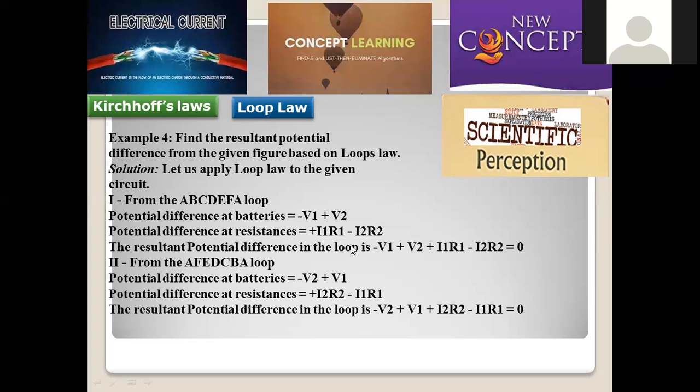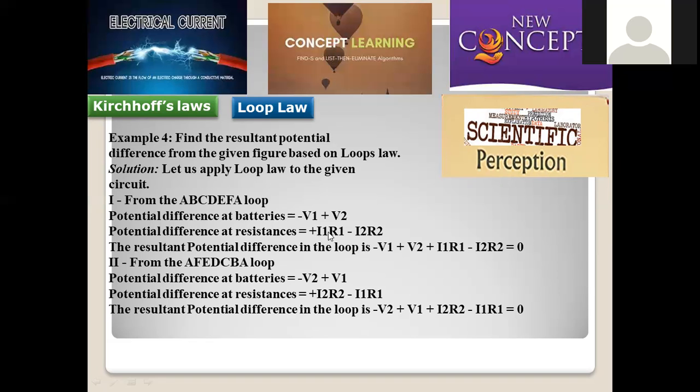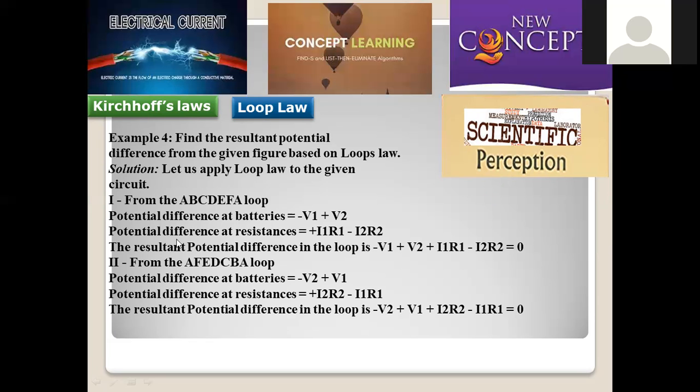Now the potential difference of the resistors. What are the resistors? I1 R1 and I2 R2 will be there, and here both are taken. I1 R1 minus I2 R2 will be taken for this potential difference. This is the resultant potential difference for the entire loop, right?